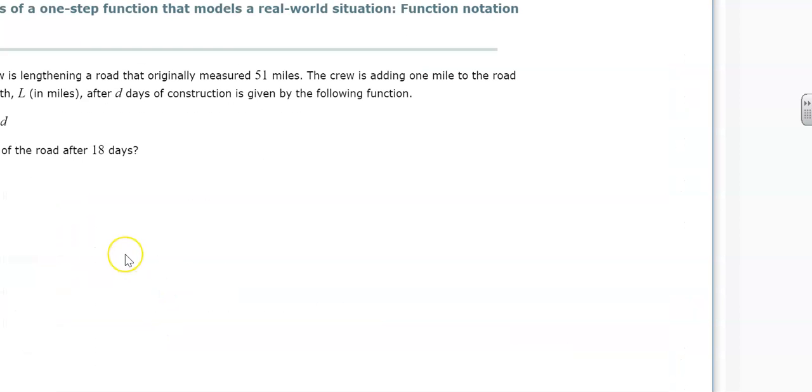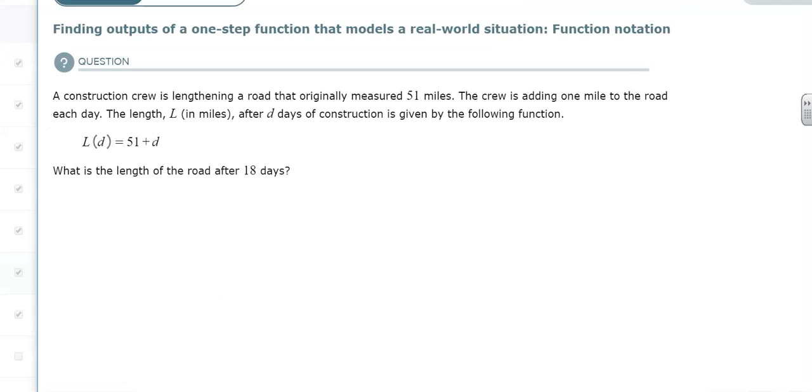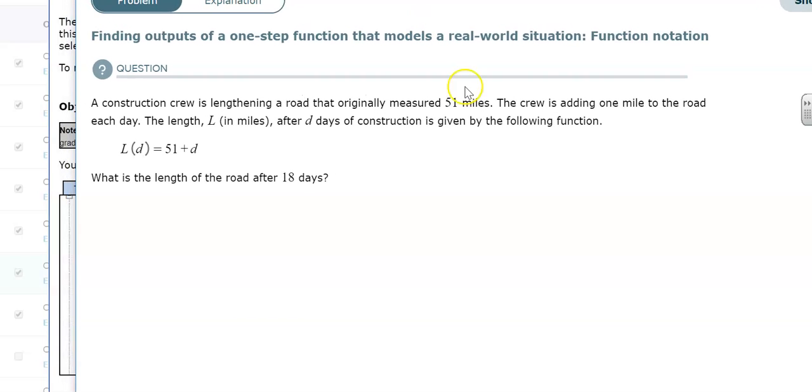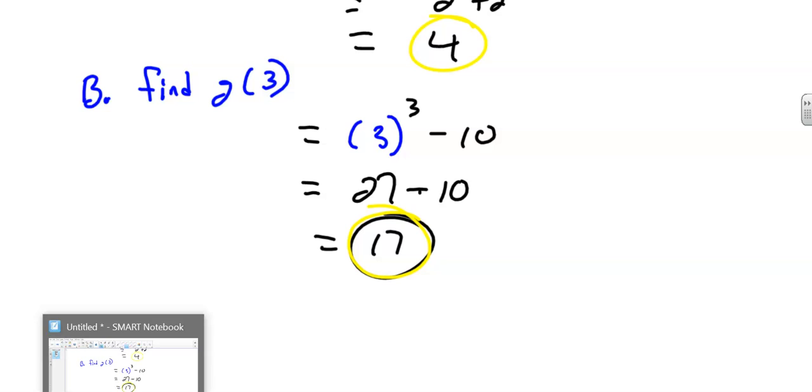All right, for these, they get to word problems. And when they get word problems, you're going to have something like this. A construction crew is lengthening a road that originally measured 51 miles. The crew is adding 1 mile to the road each day. The length in miles after D days is given by the following equation. They give you a lot of words and fluff on this thing, but it comes down to this: you've got this one equation, and they give you this number. Just take that number and plug it back in.